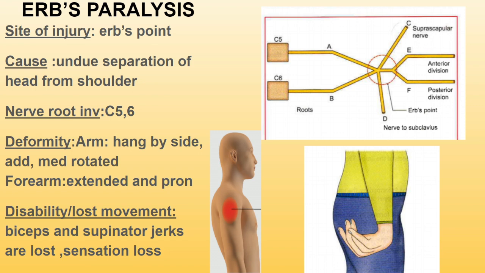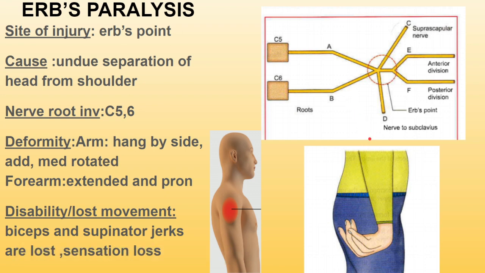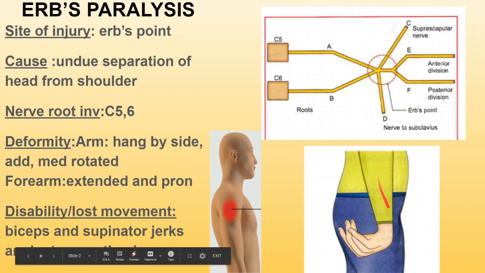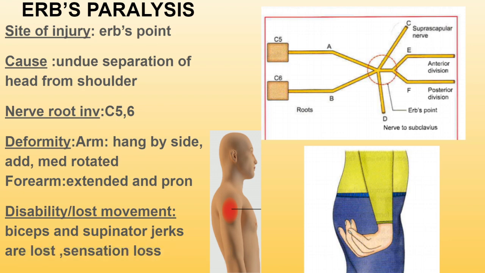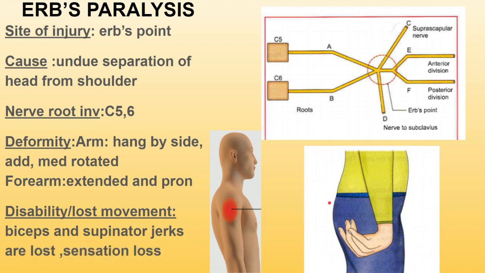Now the deformity mainly occurs in the arm and the forearm. The arm hangs by the side, and adduction and medial rotation of the arm occurs, as you can see in this diagram. The arm is adducted and medially rotated, while the forearm is extended and pronated. As you can see, this looks like a policeman asking for a tip. So this paralysis is also known as the policeman's tip, the waiter's tip, or the porter's tip, because it looks like the policeman or the waiter or the porter is demanding a tip.